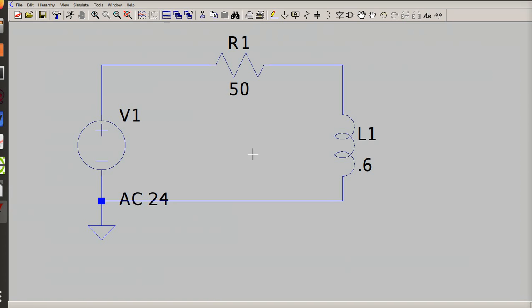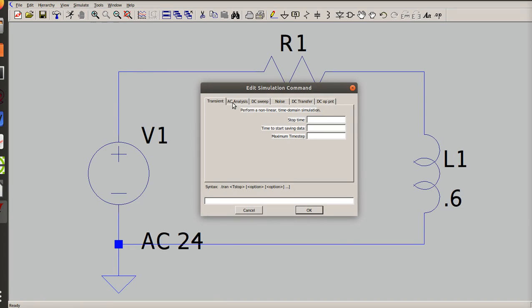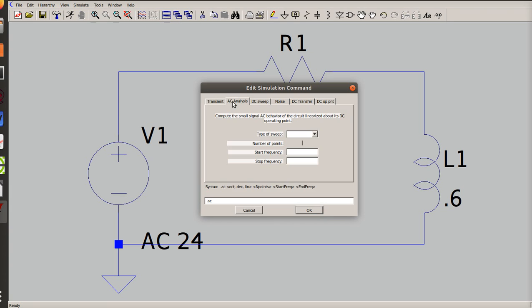So here I am in SPICE, and I want to simulate this. First thing I'm going to do is go to my edit simulation command, and select AC analysis, and I'm going to select a list of frequencies, and I'm only going to put in one frequency, and that will be 60 hertz. So AC signal analysis list 60 hertz, and you should have this down at the bottom, .AC list 60.